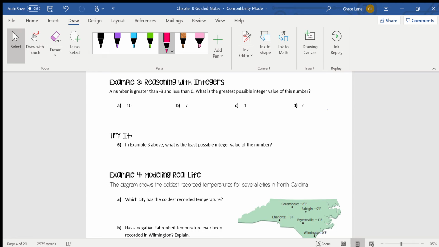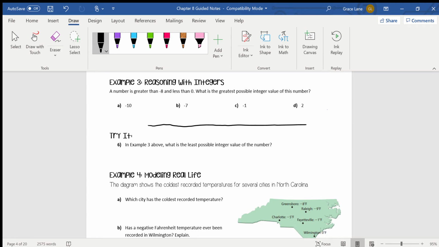So example 3 says, a number is greater than -8 and less than 0. What is the greatest possible integer value of this number? This is actually kind of an algebra problem. But if I were you, I would draw a number line to think about this. It says a number is greater than -8 and less than 0. So we're not even really talking about any positive numbers.